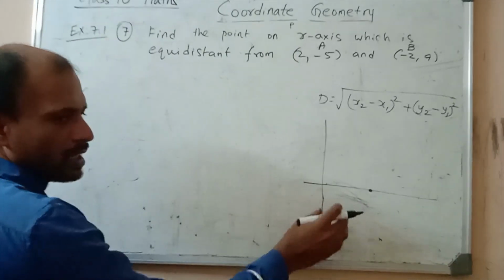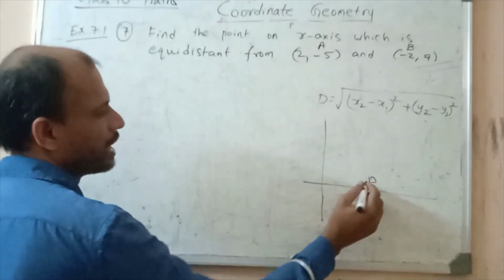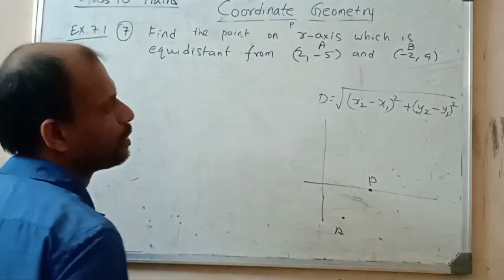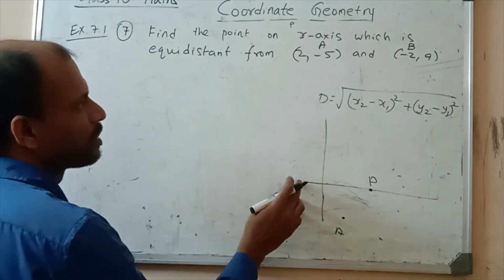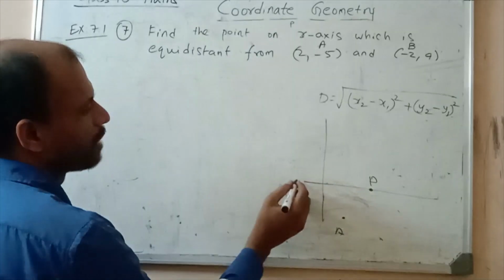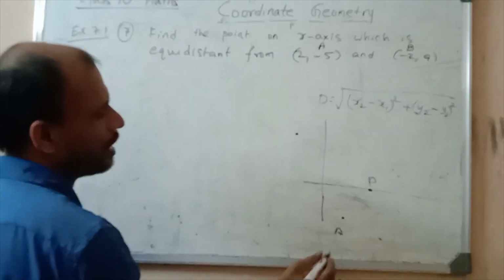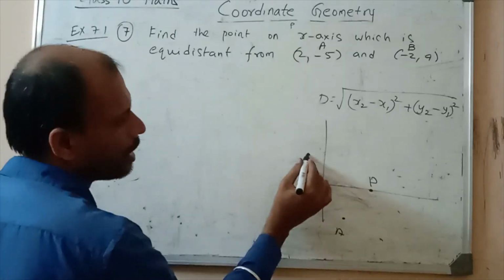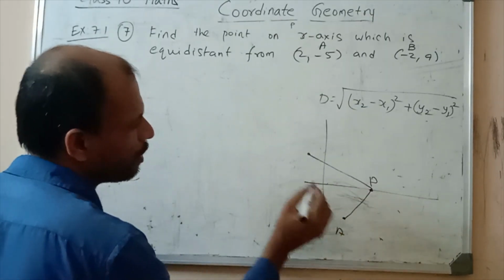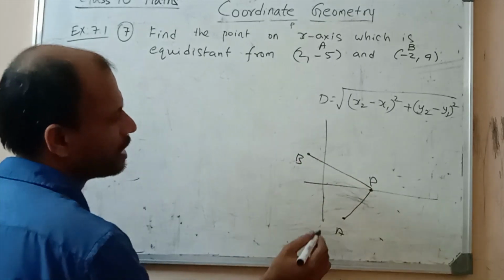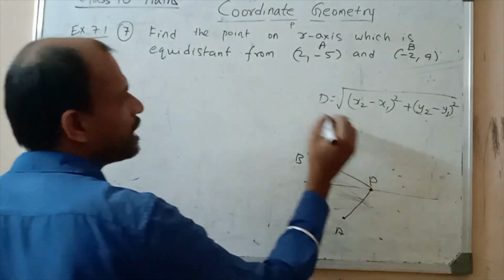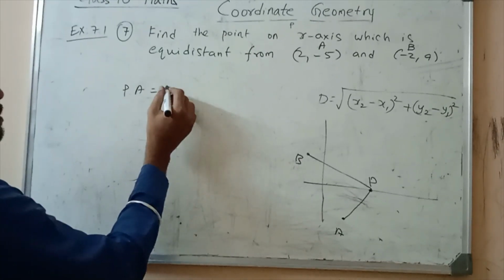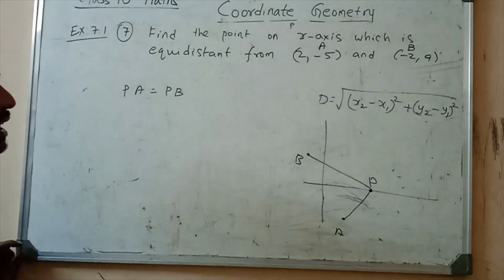Not accurately, we are just taking. Okay, this is the point P, and then this is point A, and then another point, B, at minus 2, 9. X value minus 2, y value 9, like this. So they are saying now these 2 points are at equidistance. That means PA equal to PB. So I have to find that point P.